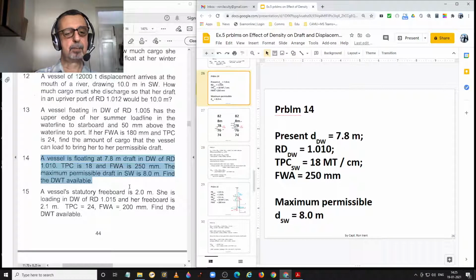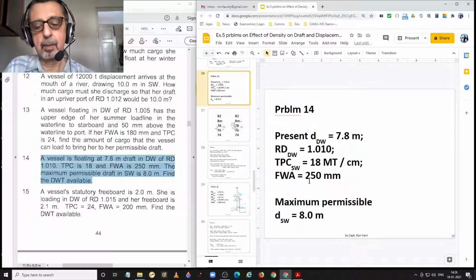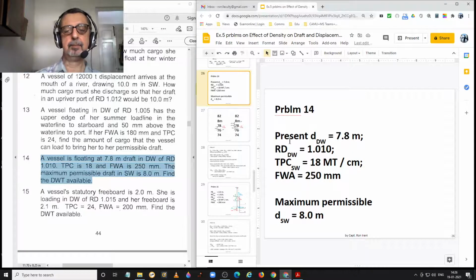But in this problem, we cannot work with this method because the two displacements are not given and also cannot be calculated independently. We have to think of another method. And that other method is using TPC and freshwater allowance and the two drafts. So let us see how to go about solving this problem.